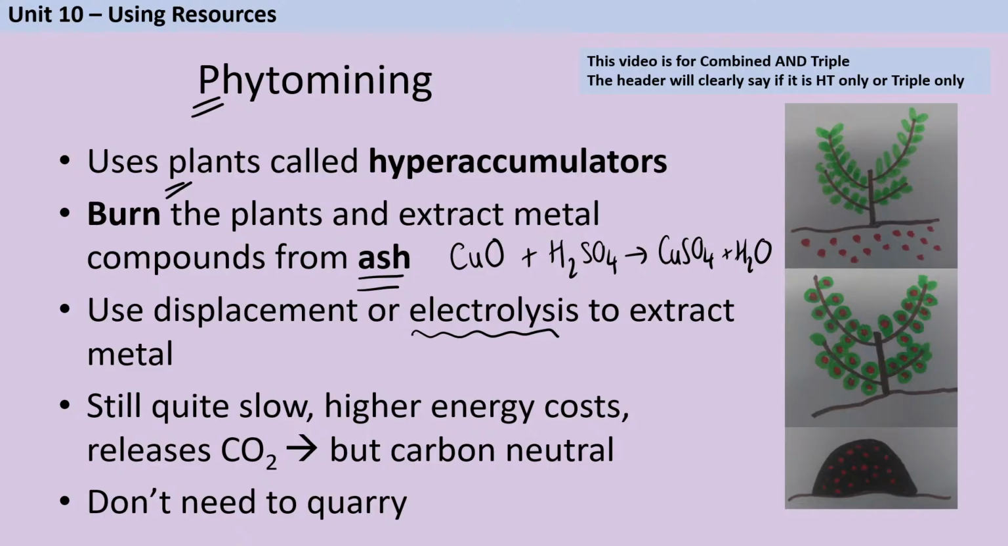So this is still quite a slow process, but also it has higher energy costs because you're having to burn it, and it does release carbon dioxide, but it's carbon neutral. What that means is that this plant here, as it's doing photosynthesis, is taking in a load of carbon dioxide, and then when we set a fire to it, we give out the same amount of carbon dioxide. So it's not like where you're burning a fossil fuel and giving out carbon dioxide that's been locked up for millions of years and wouldn't be in the atmosphere anyway. You're just putting it back to the point that it would be in if you hadn't grown the plants in the first place.